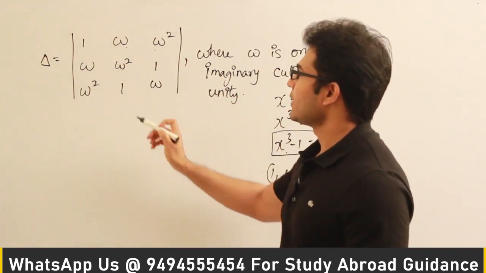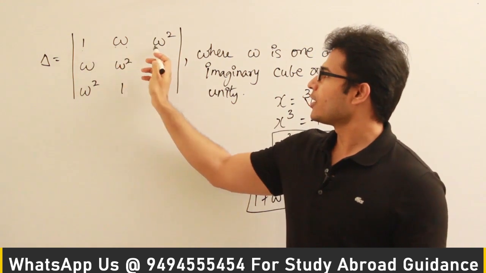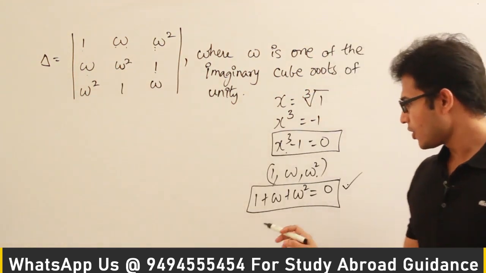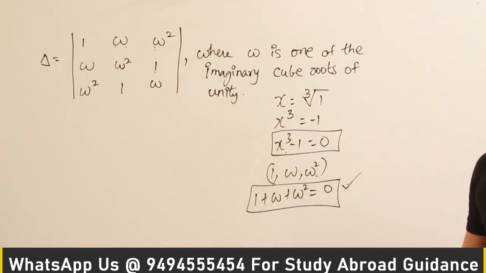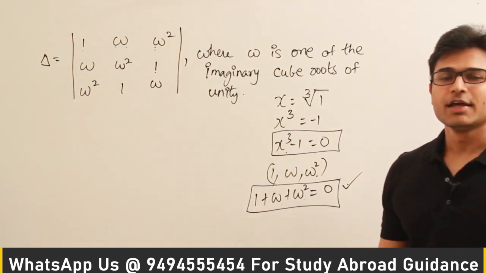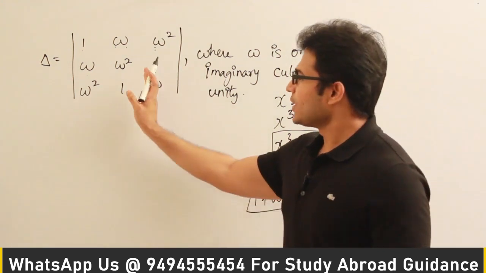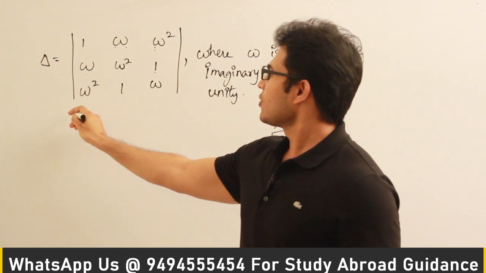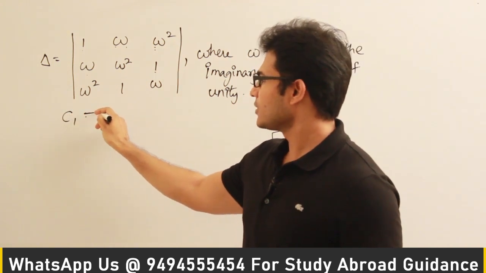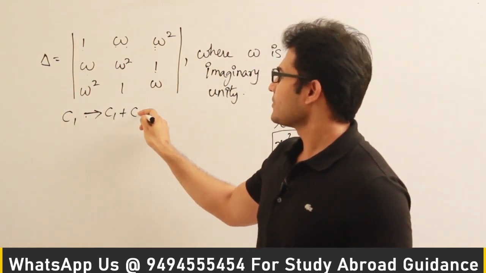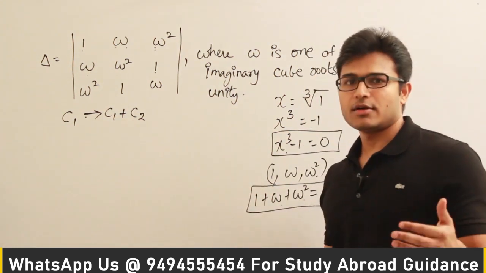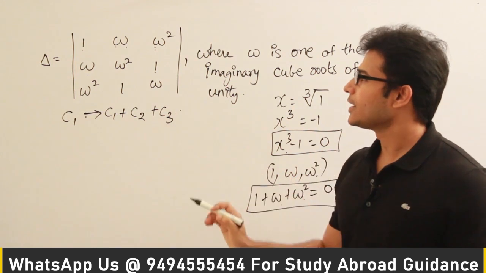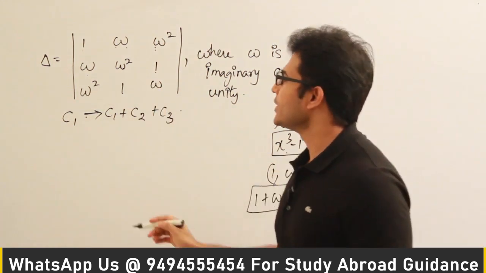If you observe, every row comprises 1, omega, omega square, and we already know that 1 plus omega plus omega square equal to 0. Then what is the hint? We can add them all up, right? Therefore, how can we add? Column C1 equal to C1 plus C2 plus C3. I am substituting column 1 with the addition of all the columns, column 1 plus column 2 plus column 3. If I add them all, then what do we get?